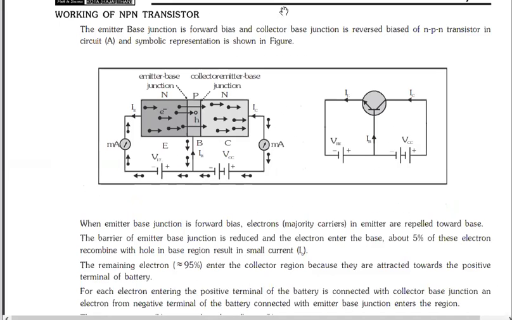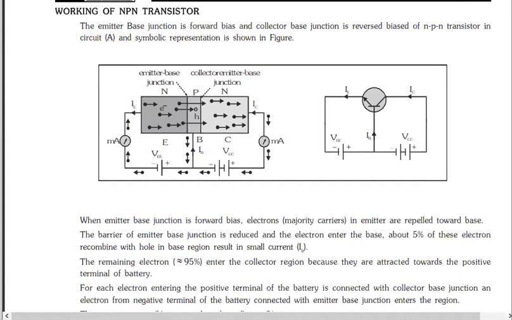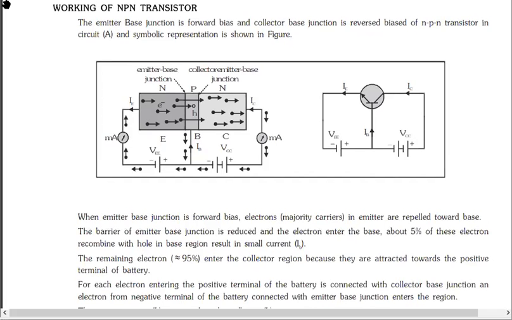So I hope all of you understood the working of the NPN transistor. Anyone have any issue with the working of the NPN transistor? Think about it, PNP and NPN will be almost the same. It's just that instead of moving electrons, you move holes.